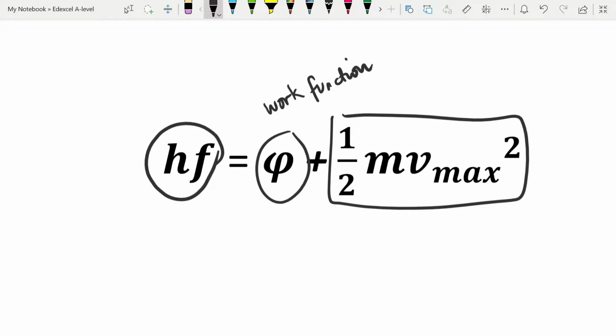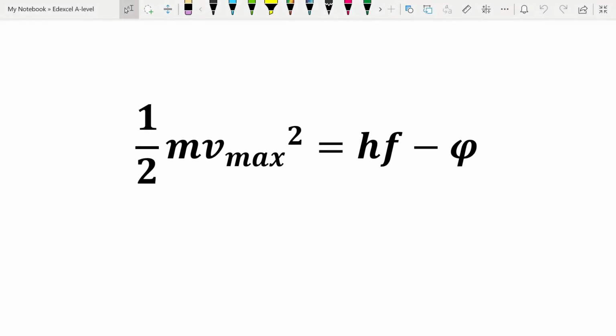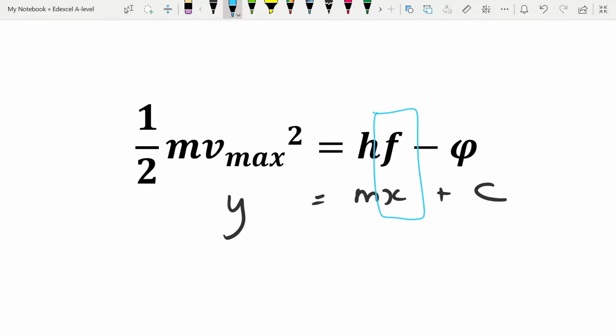We can rearrange this a little bit to form this. And the purpose of us doing that is because, of course, this is in the format of y equals mx plus c. Which means we can do an experiment where we change the frequency of light that is incident on a cathode, and we measure the kinetic energy of the electrons.